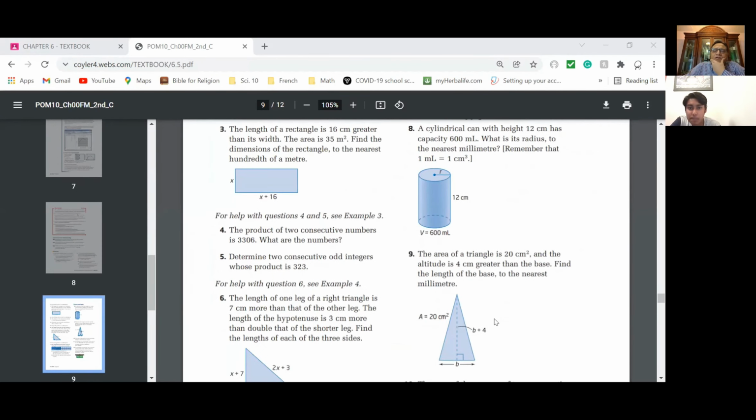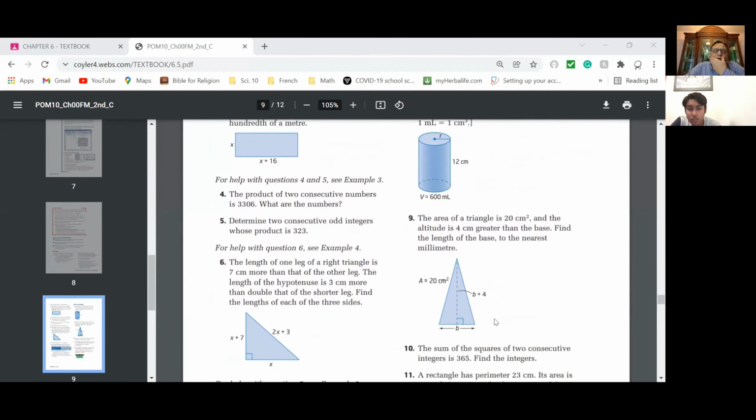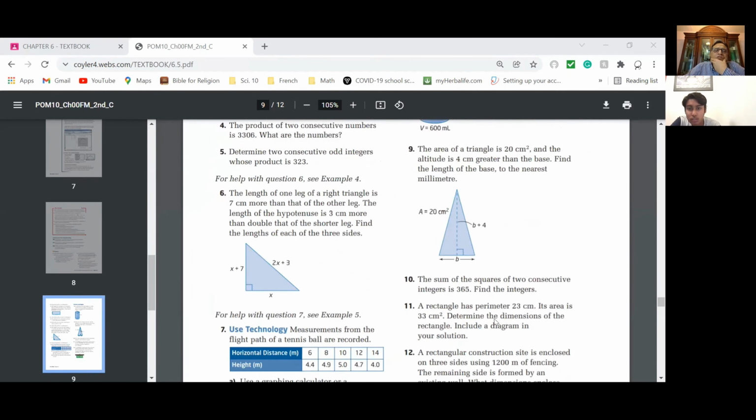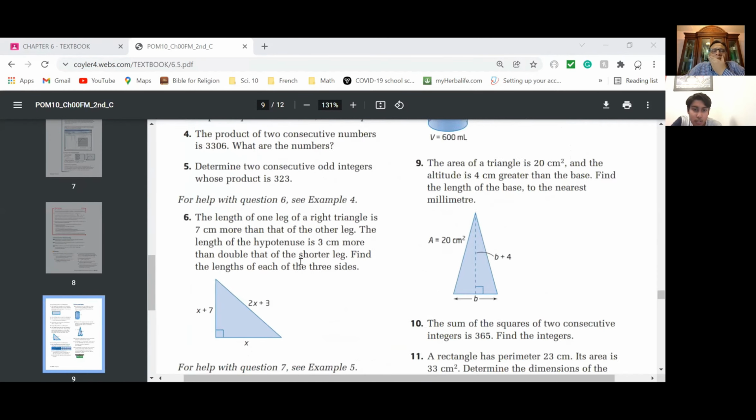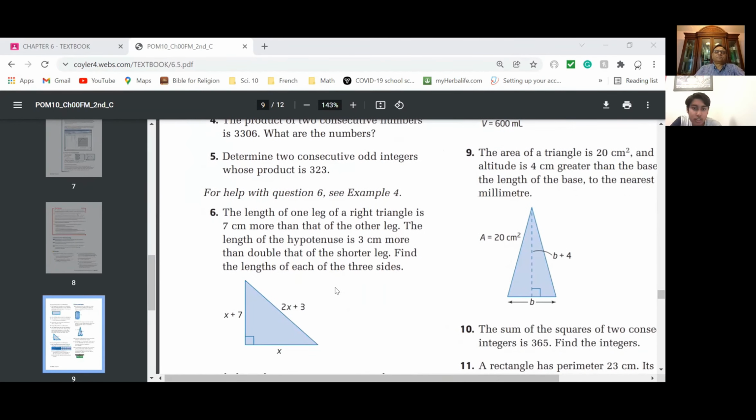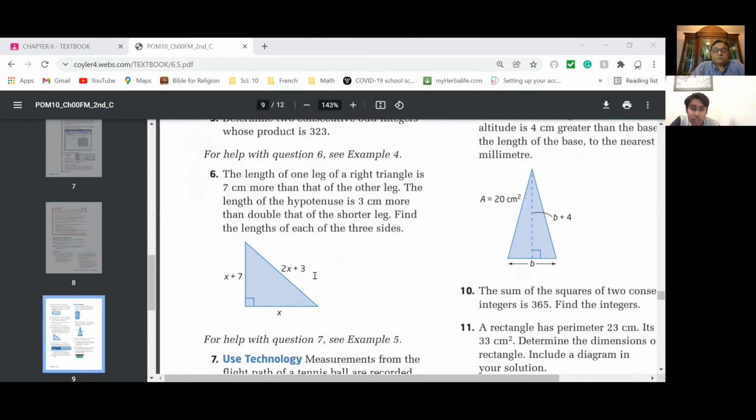This one we have already done, right? Okay, let's do question number 6. The length of one leg of a right triangle is 7 centimeters more than half of the other leg. The length of the hypotenuse is 3 centimeters more than double that of the shorter leg. Find the lengths of each of the three sides.